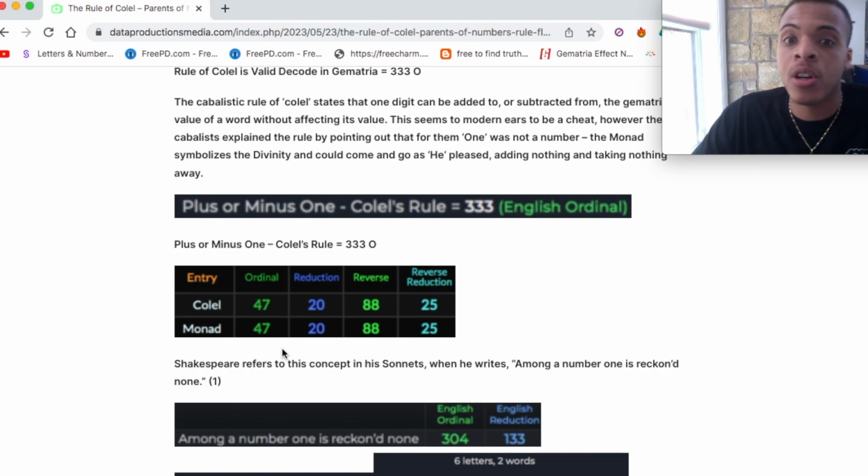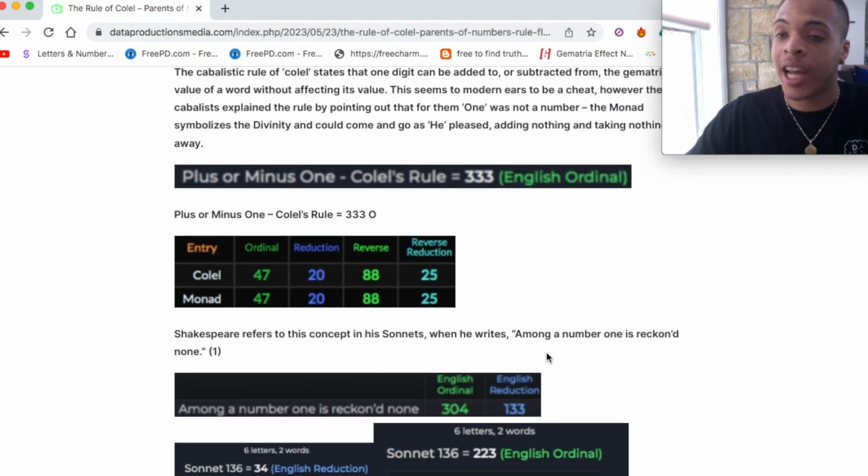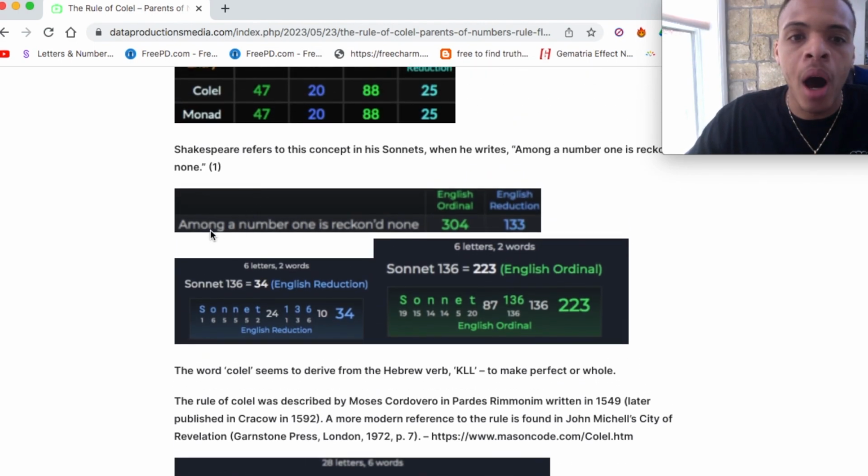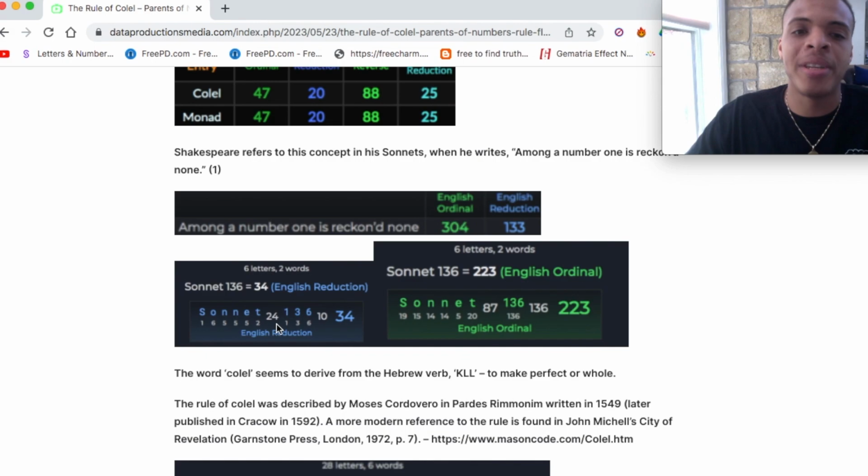And this is what Shakespeare says in one of his sonnets on this concept. Okay, he says, "Among a number 1 is reckoned none," which means number 1 can be seen as nothing or 0. But look at the decode, all right? Among a number 1 is reckoned none. 304 English ordinal. So you can use the Colel rule there to get that 303, 33. You have that 133 in English reduction as well. We like seeing that, which incorporates with the parent number rule, which we're going to get into in a little bit. But also understand this comes from his sonnet 136 from William Shakespeare.